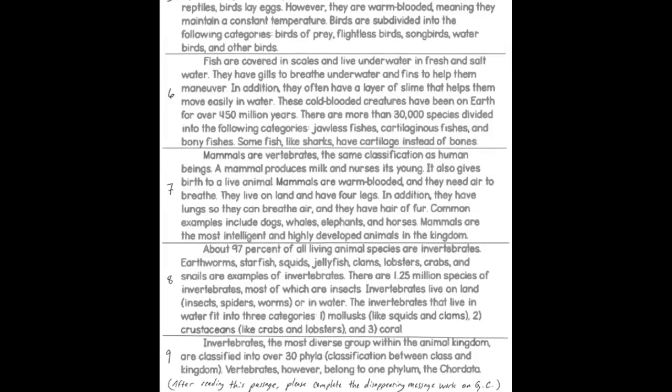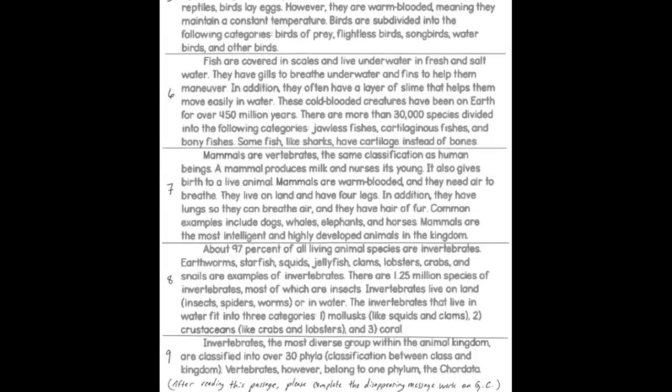7. Mammals are vertebrates, the same classification as human beings. A mammal produces milk and nurses its young. It also gives birth to a live animal. Mammals are warm-blooded and they need air to breathe. They live on land and have 4 legs. In addition, they have lungs so they can breathe air, and they have hair or fur. Common examples include dogs, whales, elephants, and horses. Mammals are the most intelligent and highly developed animals in the kingdom.